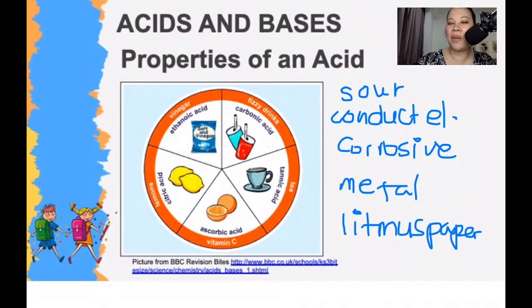Those are the properties of an acid. One, it tastes sour. It can conduct electricity because of the hydrogen ions present. It's corrosive to our skin and other substances. Some acids are also very reactive with metals, and it turns litmus paper red.